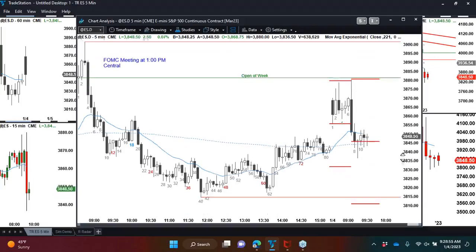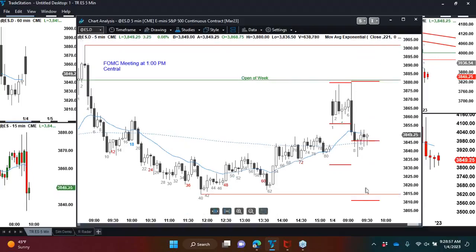What's the probability the market's going to go all the way down to here before it goes to here? Well, I think the market's going to go up to here. That's why I don't want to swing trade and hold short.